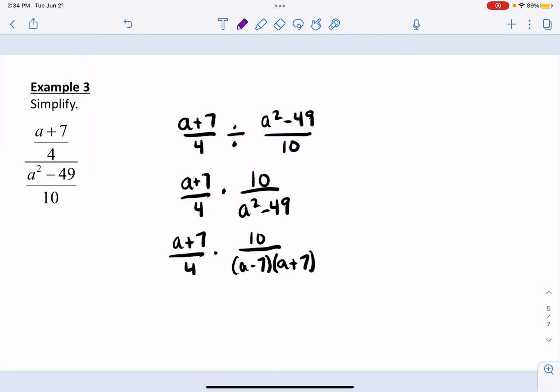a squared minus 49, that's a difference of two squares. So now we cancel. A plus 7's cancel. 4 and 10 each cancel by 2. So now multiply across. Remember, when I cancel things, sometimes they're 1. If they're the same exact thing, I multiply across, I get a 5. Multiply across, and I get a 2.